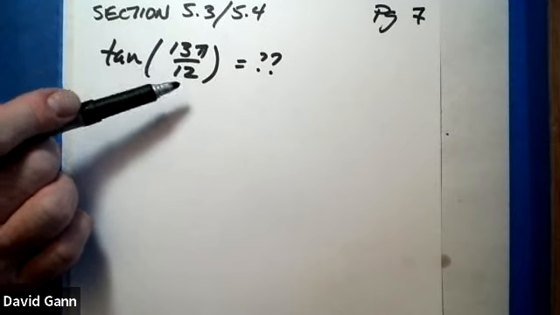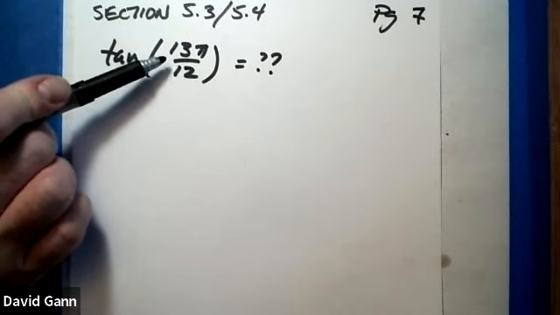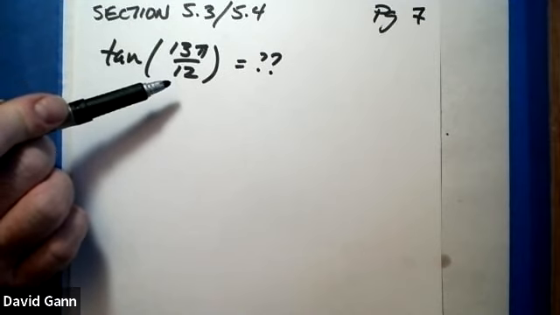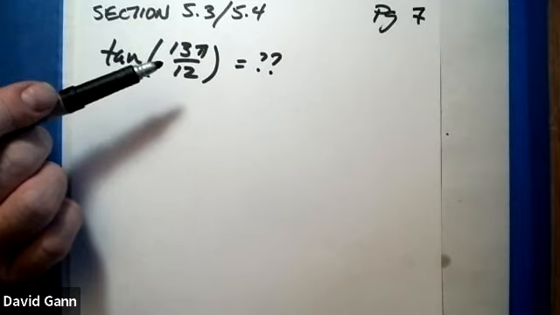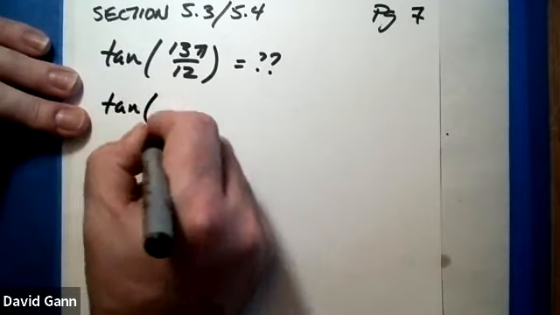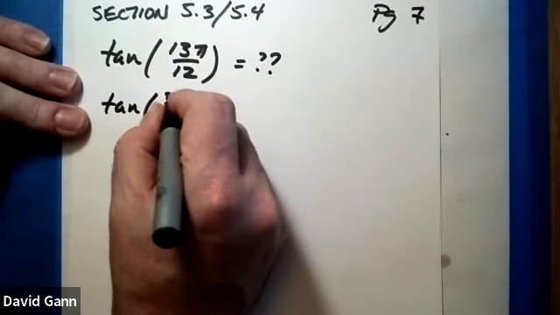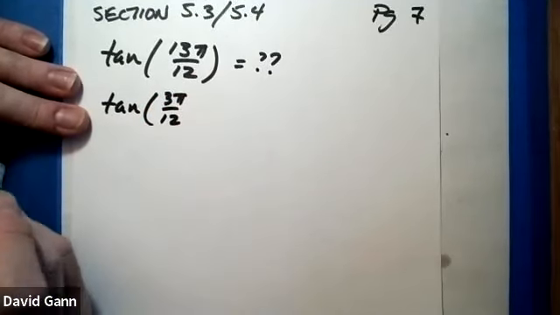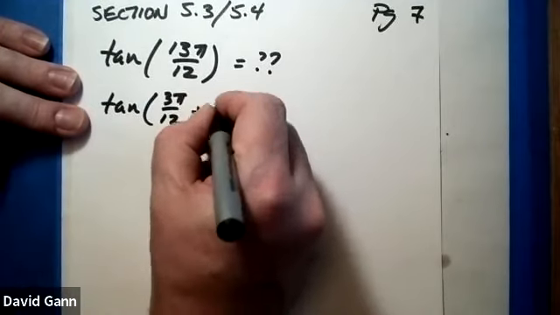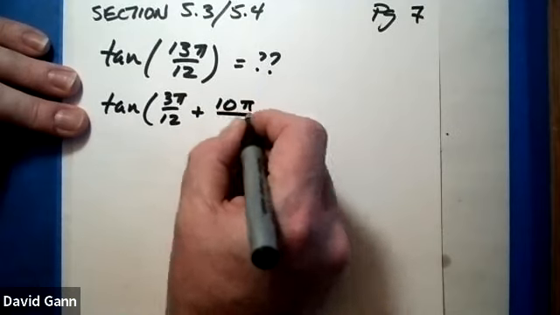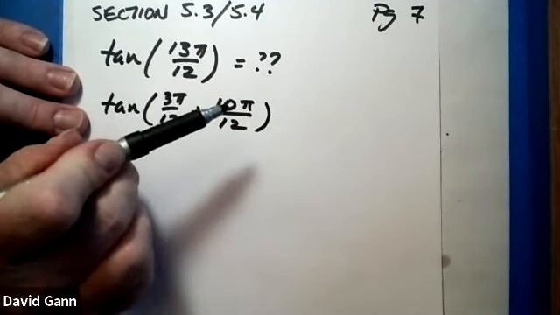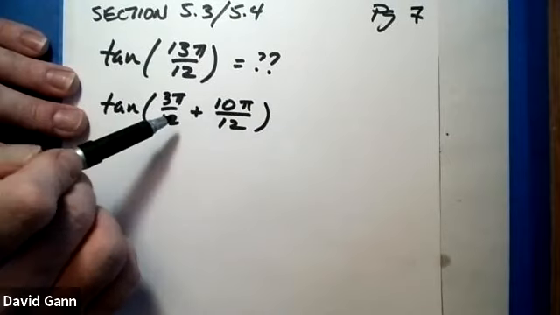And anytime you have a 12th where you're trying to write this, the first step is to pull out 45 degrees or pi over 4. So I'm going to write this as tangent of 3 pi over 12. That's my pi over 4, plus however many 12ths I need to get to the number I'm interested in, right? So 3 plus 10 is 13 pi over 12.